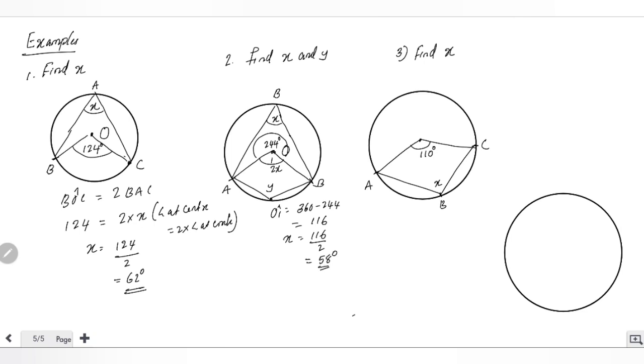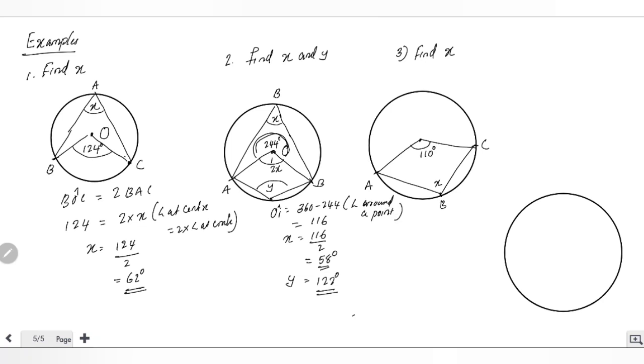58 degree. Now, how do you find the value of y? Y is half of 244. What is half of 244? Which is going to be 122. 122, isn't it? So we can do that question like that. Okay, so here the reason that you are going to write is angle around a point.